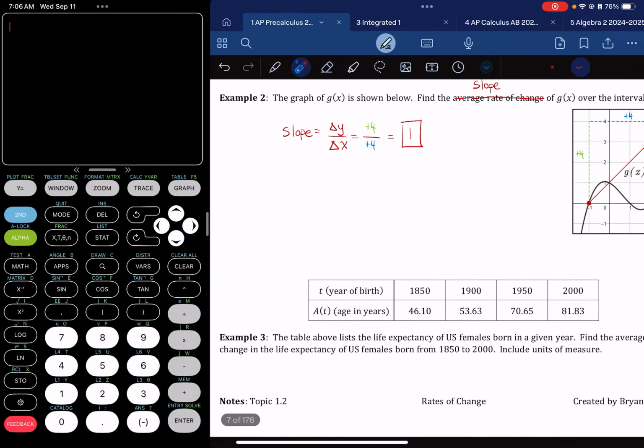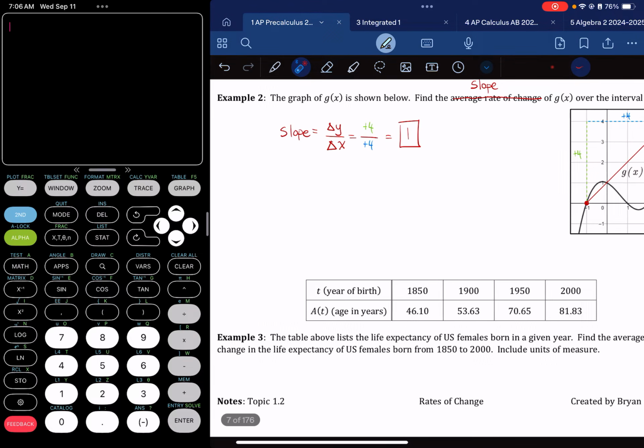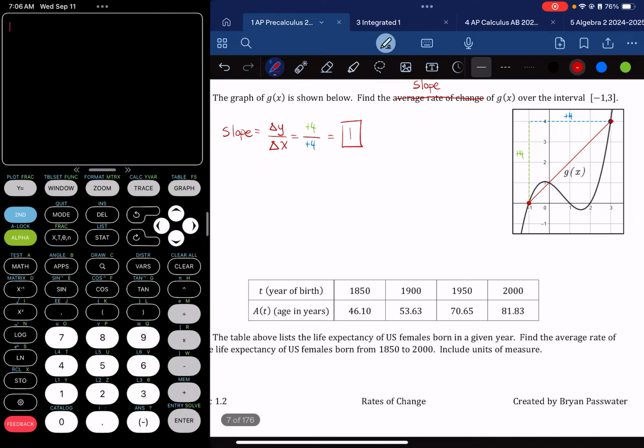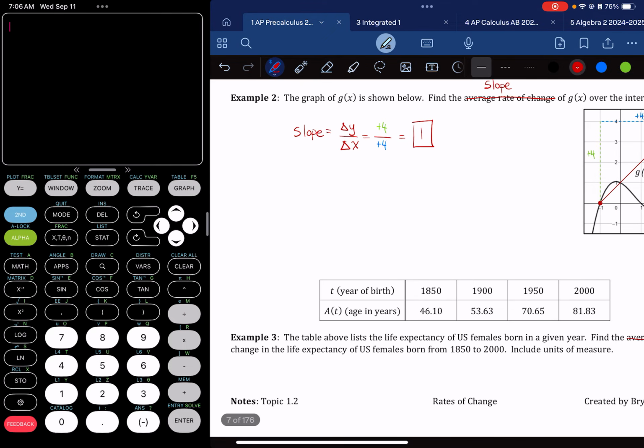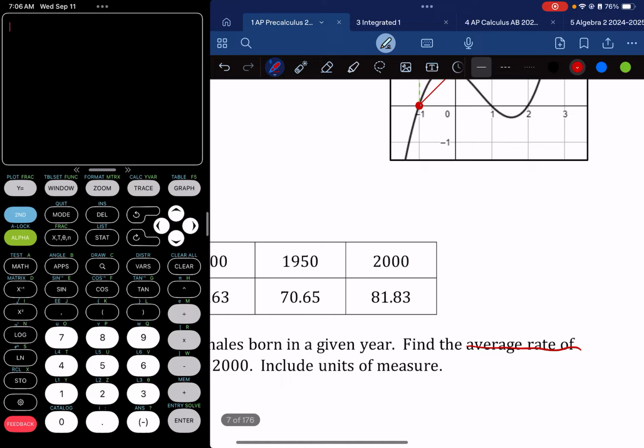It's very, very similar. So we're trying to find the average rate of change. Again, every single time I'm seeing the words average rate of change, I'm crossing that off, and I'm changing that word for the word slope.